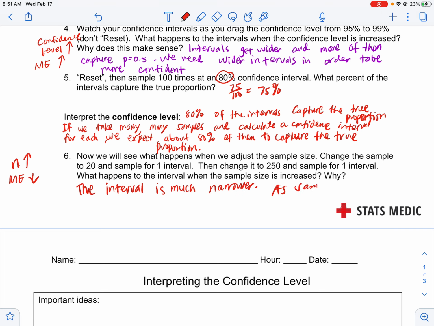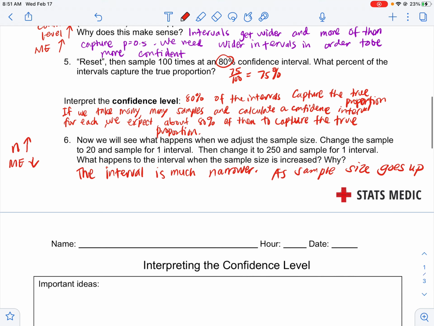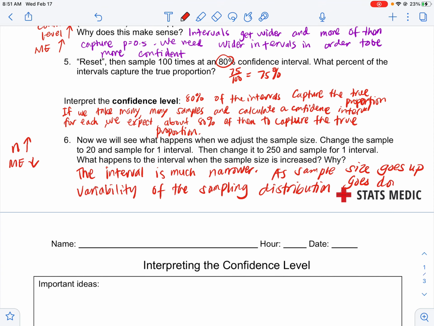Sample size goes up. Variability, we know this, right? Variability of the sampling distribution goes down. There you go.